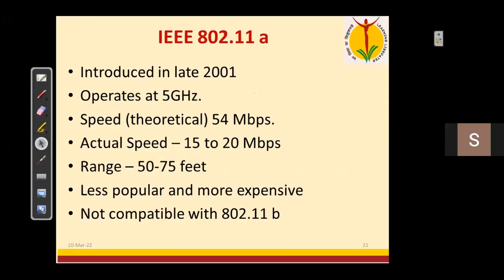Okay, so this is the first standard, and then the evolution was there in 2001. If you can see the operating frequencies, earlier 2.4 gigahertz, now 5 gigahertz. Speed theoretically is 54 megabits per second, but actual field speed is 15 to 20. The range is less, 50 to 75 feet. This is less popular and more expensive compared to 802.11b. And this is not compatible, so if your device is Wi-Fi enabled with this, we can't use it with 802.11b. There is no backward compatibility.